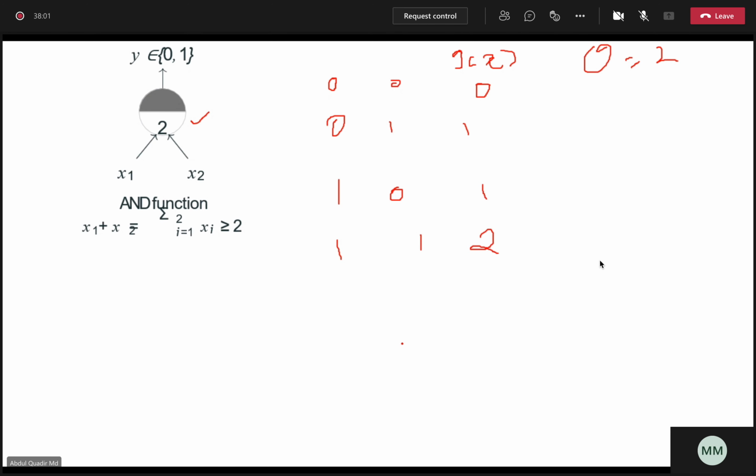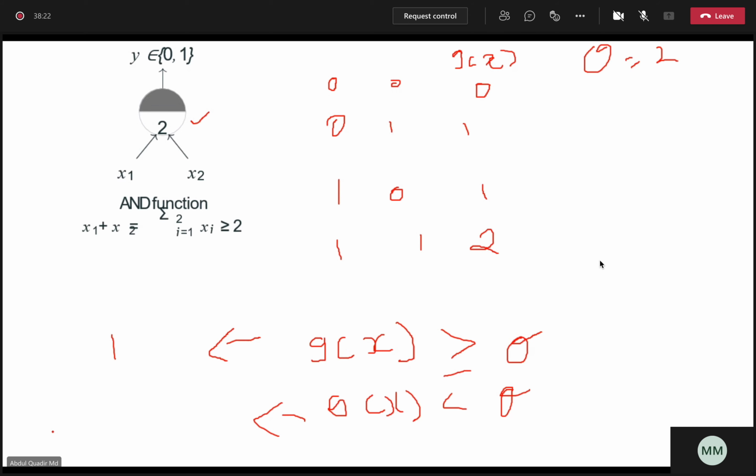Now what is the algorithm, students? So g of x should be greater than or equal to theta. If it is yes, it will fire, which is 1. If g of x is less than theta, it will fire 0. Now see, apply 0 less than or equal to 2. Theta is 2, right? Yes, so 0. Is 1 less than or equal to 2?